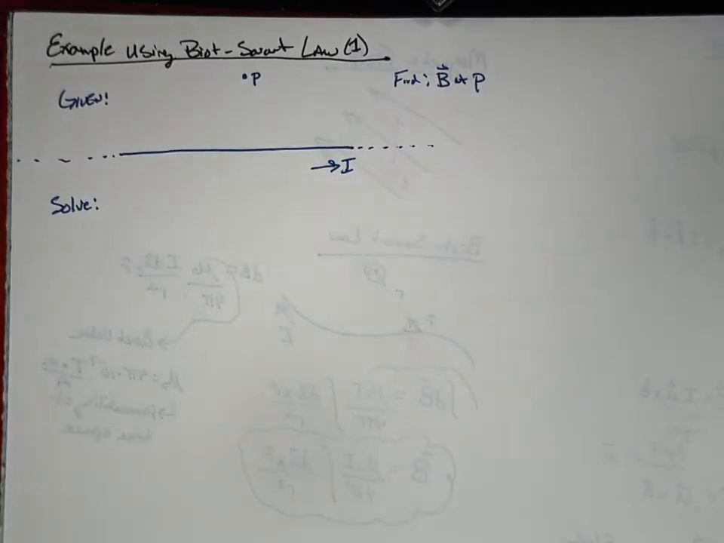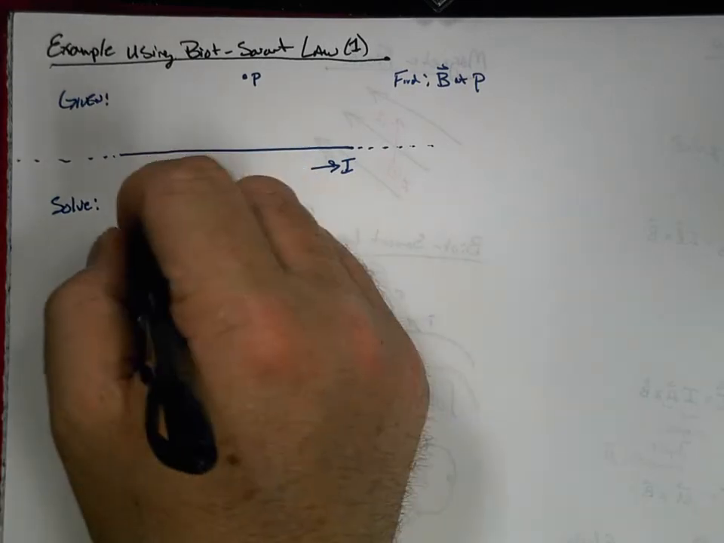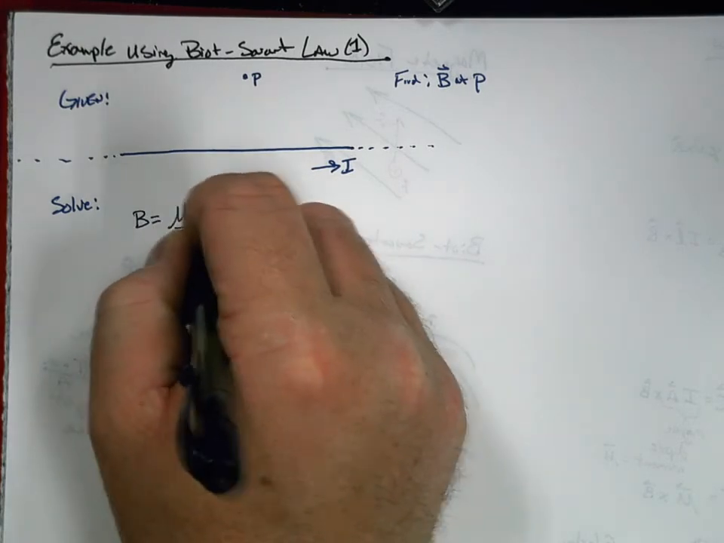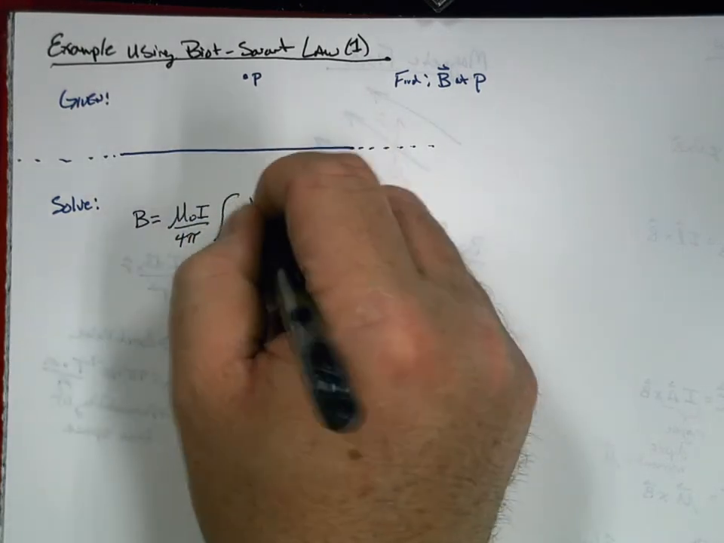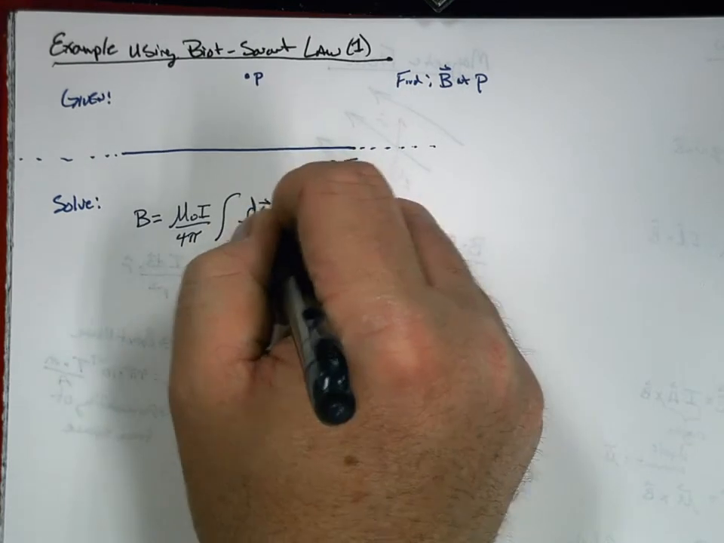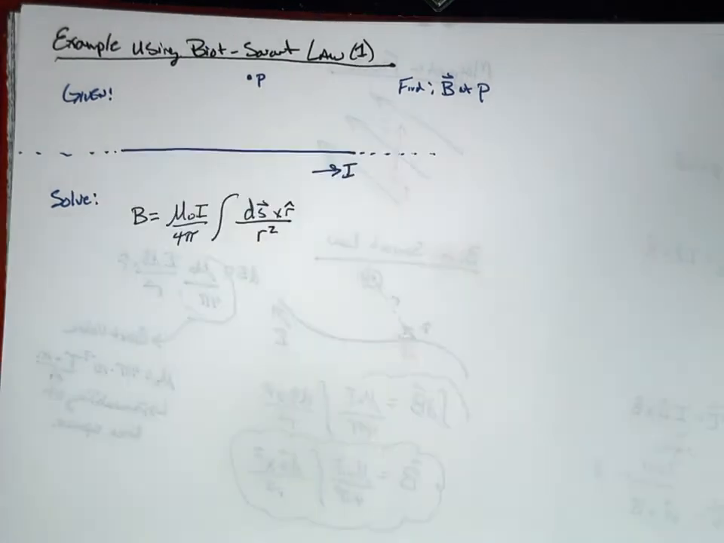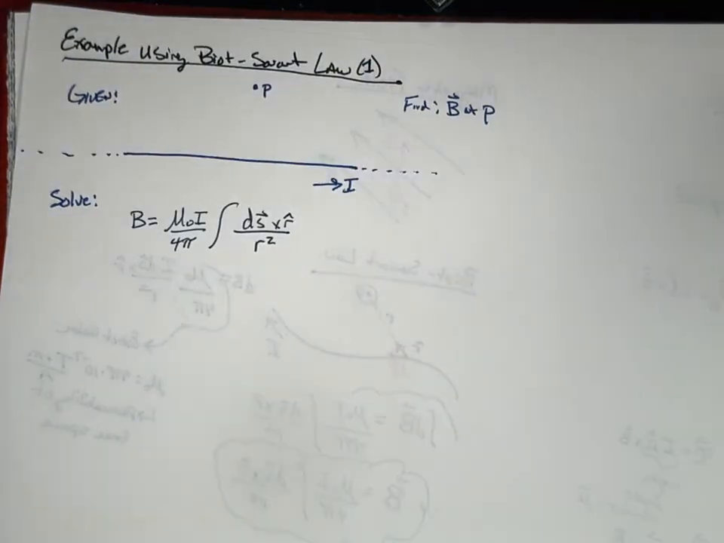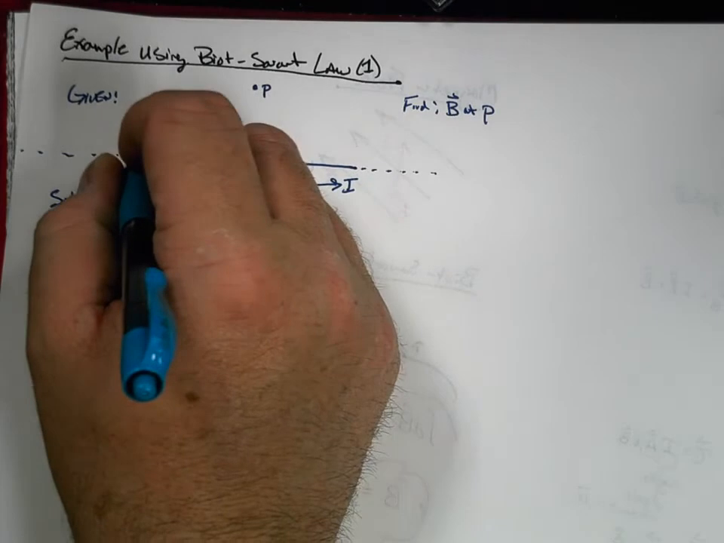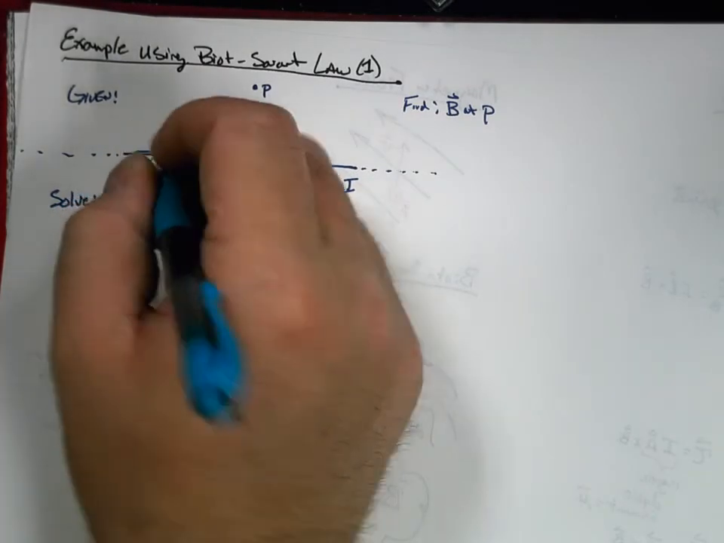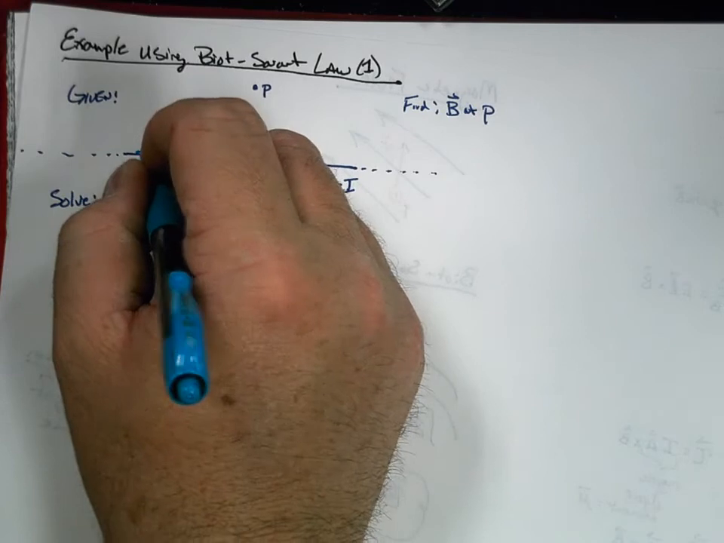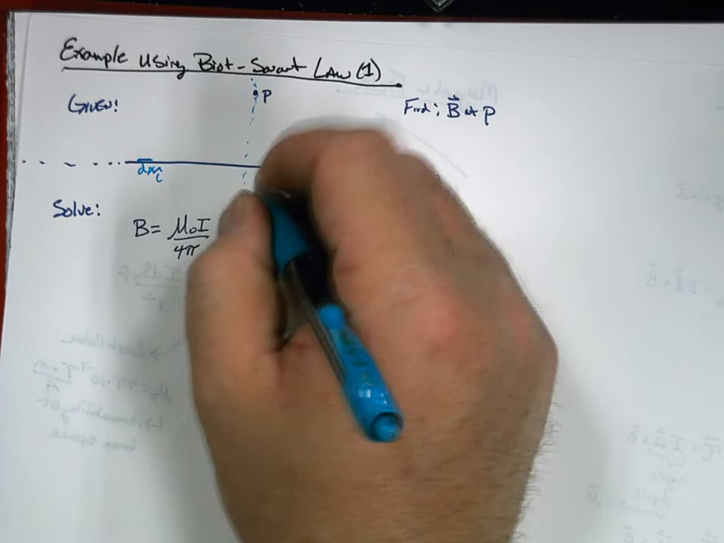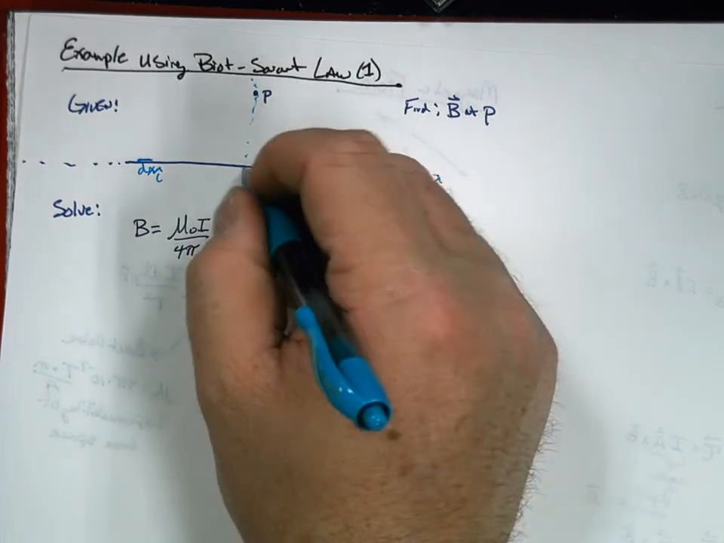All right, so we're going to start with the Biot-Savart law. Field equals mu naught I over 4 pi integral of ds cross r hat over r squared. So what do we have here? We actually have this little differential right here. We have this dx that's in the i hat direction. We're going to draw this as the i hat direction, this is going to be the j hat direction, and our origin is going to be right here.